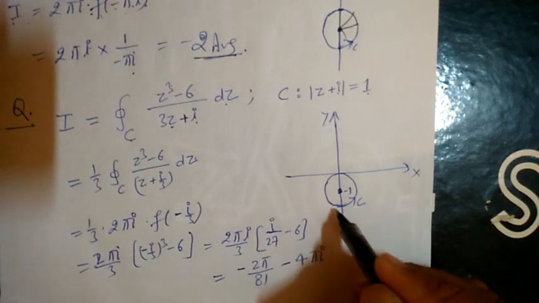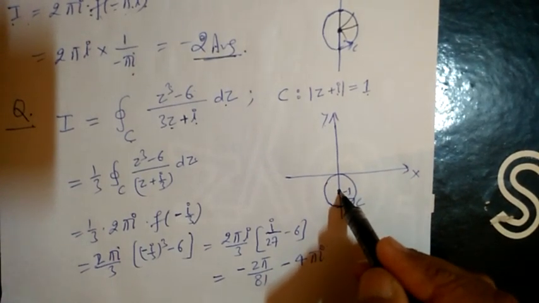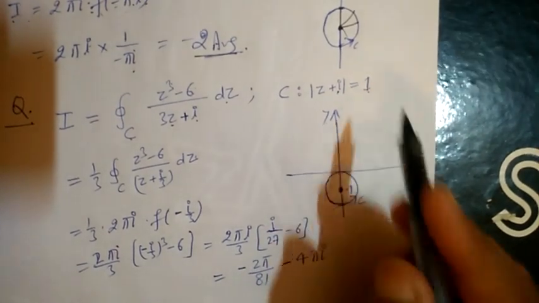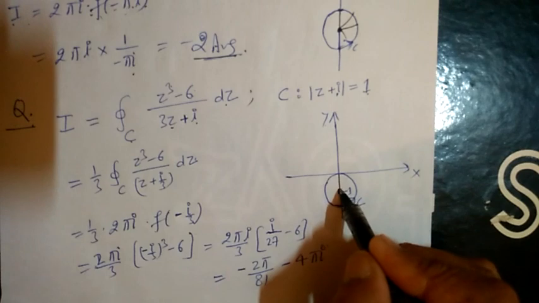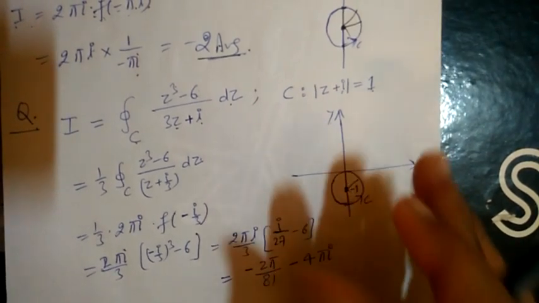So this is the graphical representation of the closed contour C, and this point is the center, that is minus iota, that is minus 1, and this is the radius. So this is 1, this is 1, this is 1, this is 1, so the radius of this circle is 1.